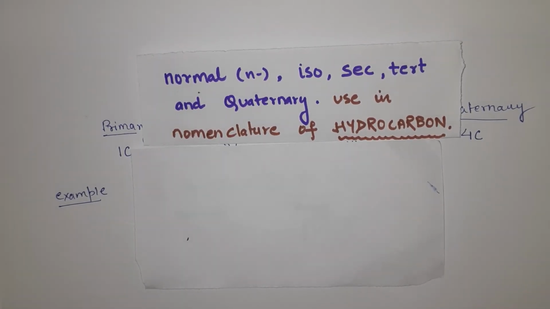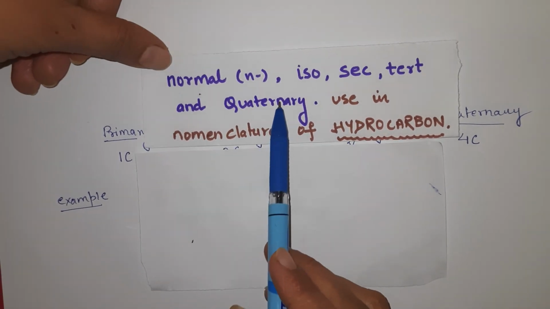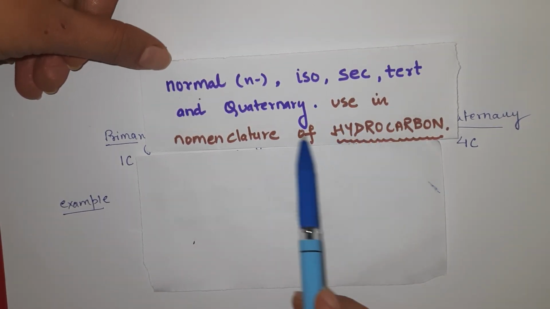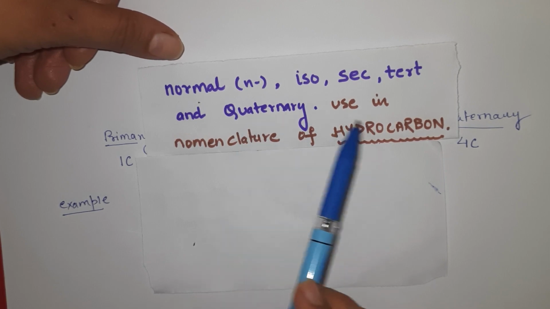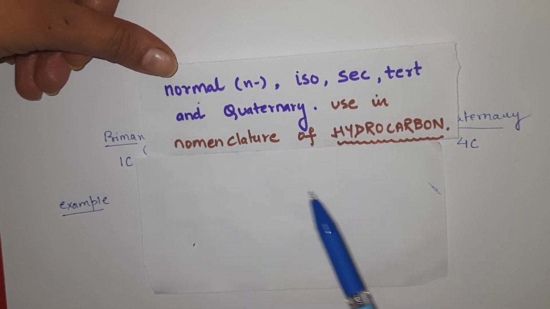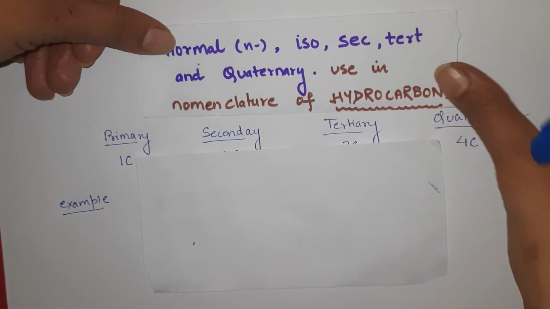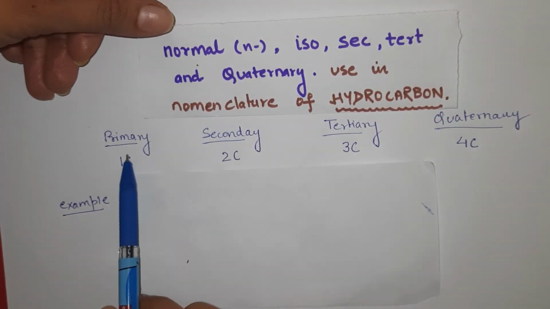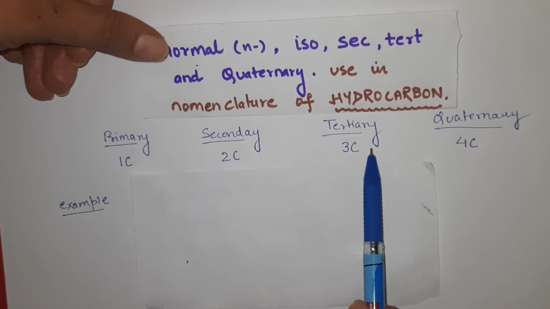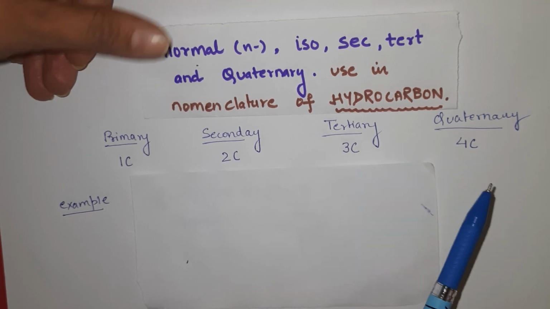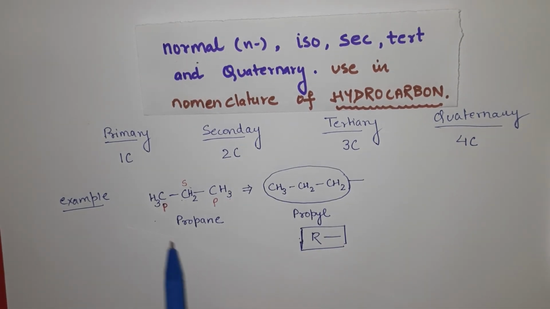In this video, we are going to see the usage of N, iso, sec, tert and quaternary. We use these prefixes when we give the name to the hydrocarbon. So let's start from the very beginning. When there is primary carbon, secondary carbon, tertiary carbon and quaternary carbon. Here, I have written one example here.